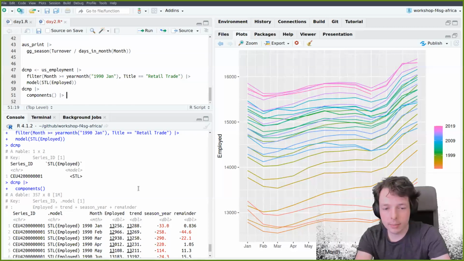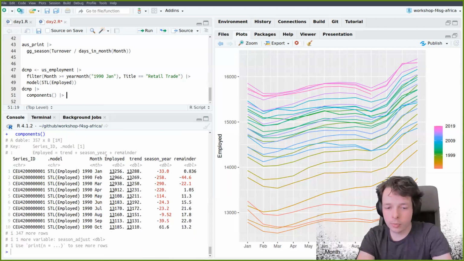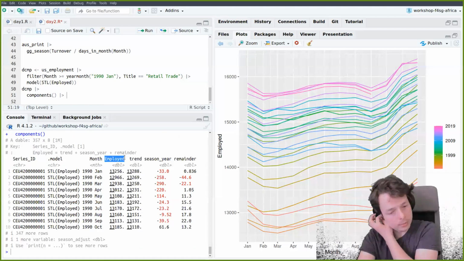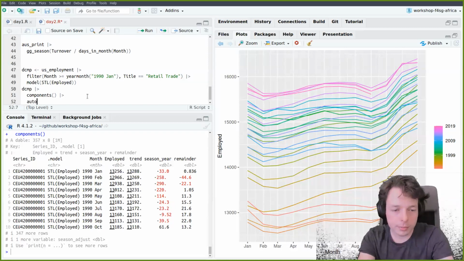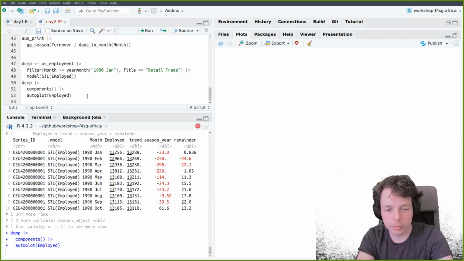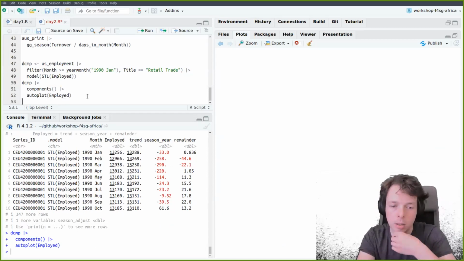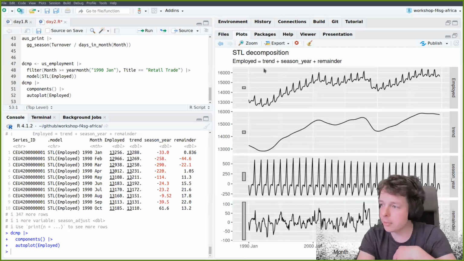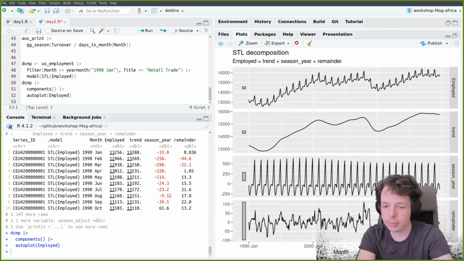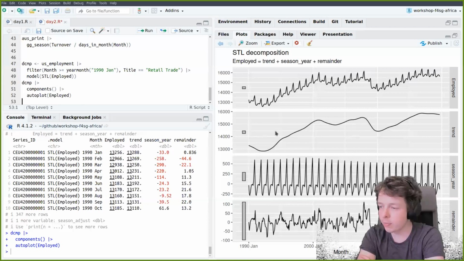What I can do with this is use it like a normal tsibble. So I have my original employed data. So I can autoplot employed. But you'll see when I plot the data, I get a slightly different view of what's happening. Rather than just getting the original time series, which I see at the top, I get 3 additional plots for the 3 components that have been split up. So I've got employed in the first facet, trend in the next facet, seasonality in the third, and finally the remainder, whatever's left over.